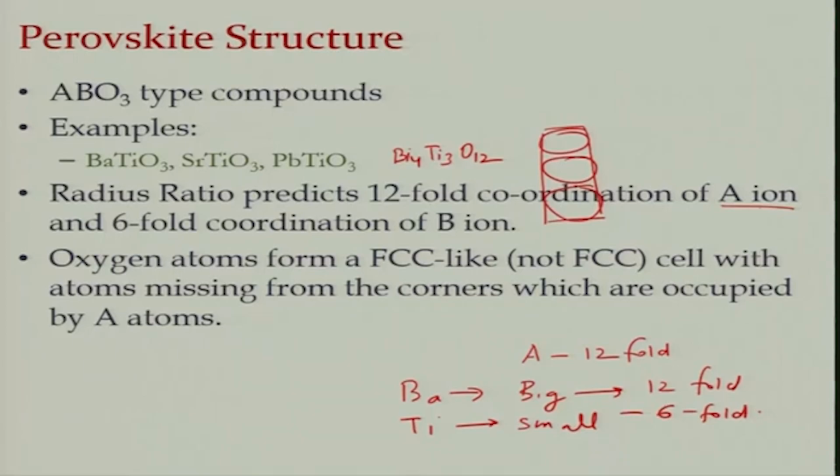6-fold, and here oxygen atoms form an FCC-like cell. It is not an FCC cell, it looks like FCC, but it is not FCC because there is no atom at the corner of the unit cell. So, for the sake of simplicity, the way it is represented, oxygen atoms are present only at the face centers.